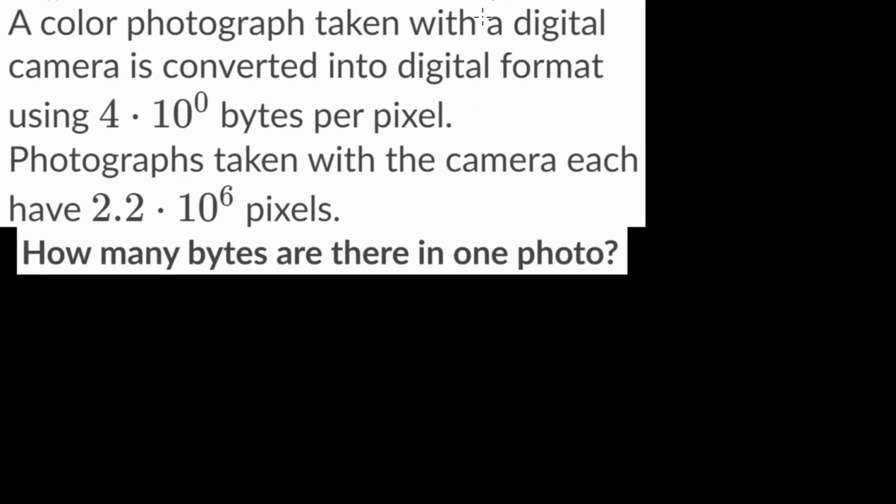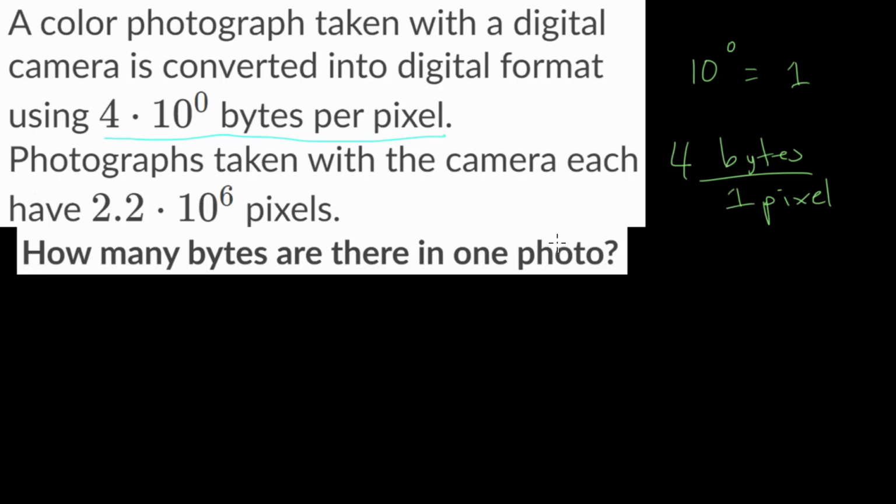We're told that a color photograph taken with a digital camera is converted into digital format using 4 times 10 to the 0 bytes per pixel. And while this is written with scientific notation, 10 to the 0, or anything to the 0 power, is just 1. So this is really just 4 times 1, or 4. We can say bytes in 1 pixel, or bytes per pixel.